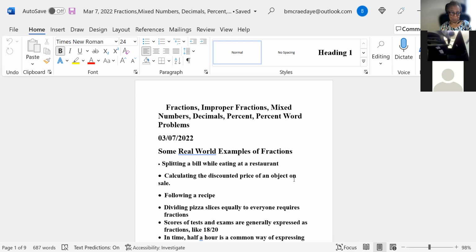So it's absolutely right. How do you use it with following a recipe? That's a good one. Recipe. How do you use fractions following a recipe?